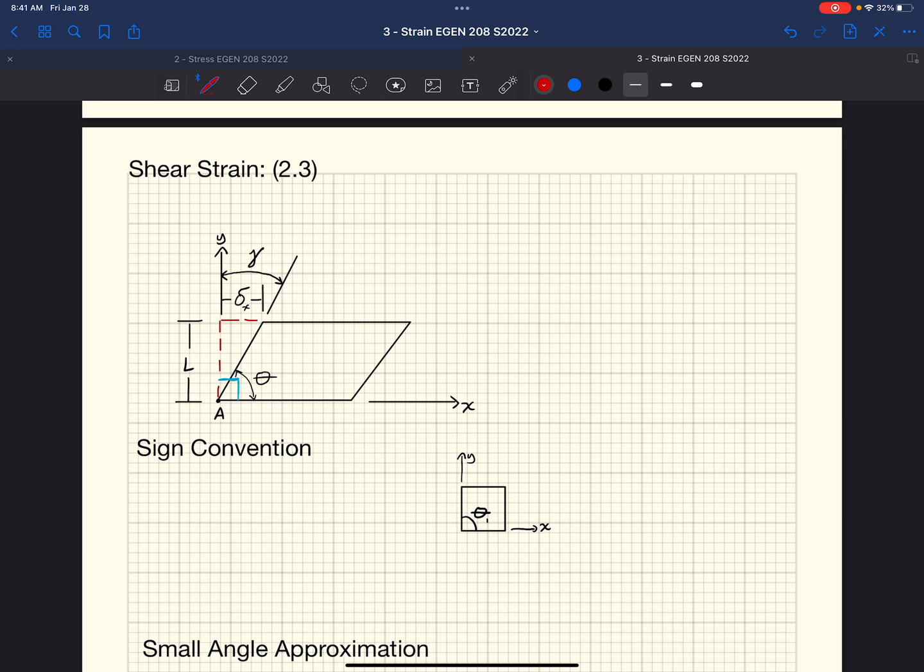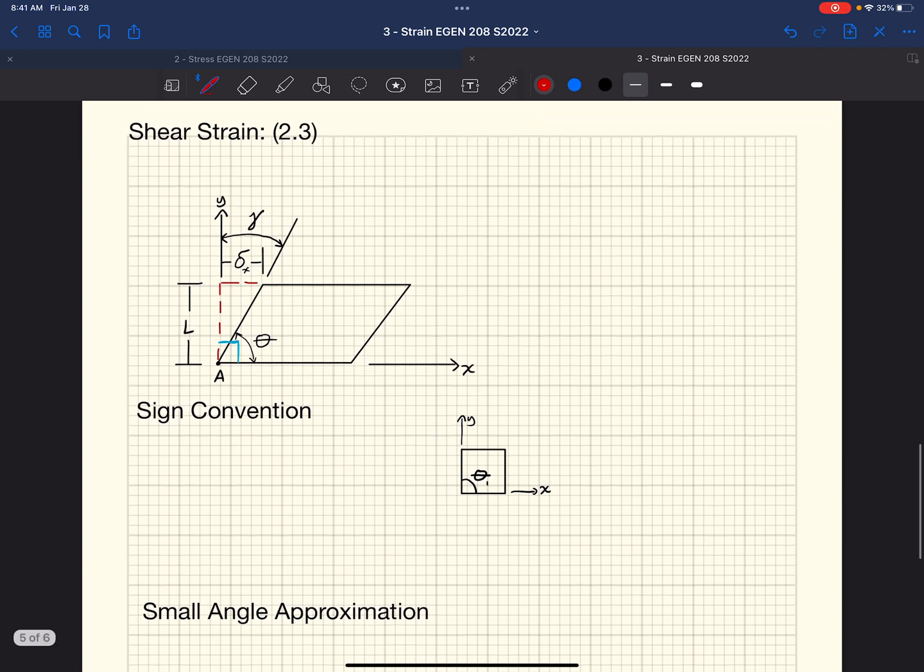Just like normal stress creates normal strain, as I mentioned, shear stress or shear force creates shear strain. So section 2.3 in the text talks all about shear strain. If we had a shear force acting on an element, it would distort. We get an angular distortion of our element based on that shear force. And this angle with which our element distorts, gamma, is what we would call shear strain.